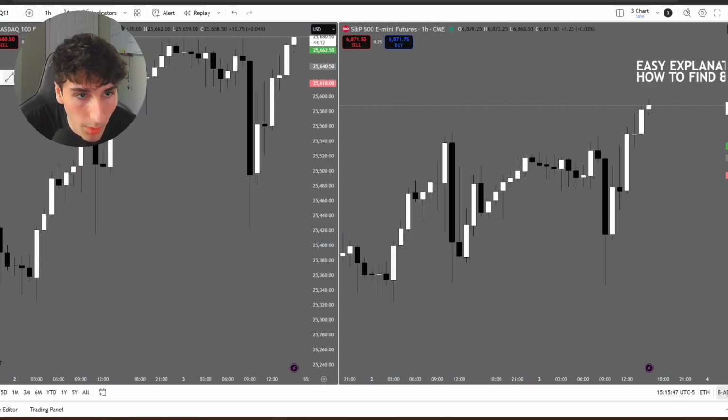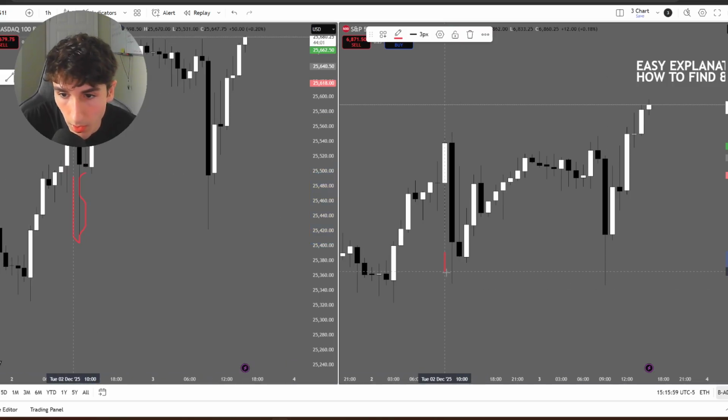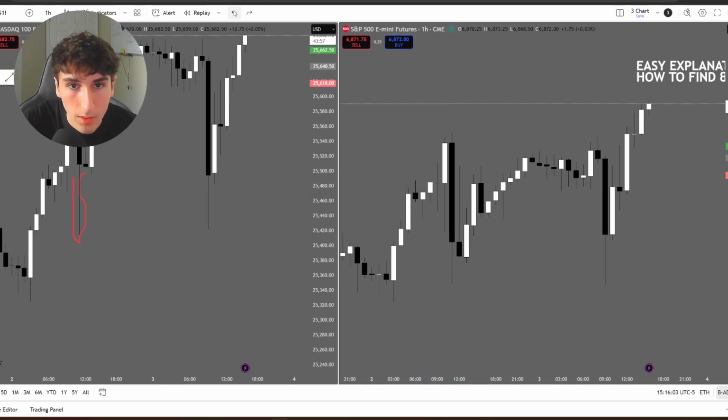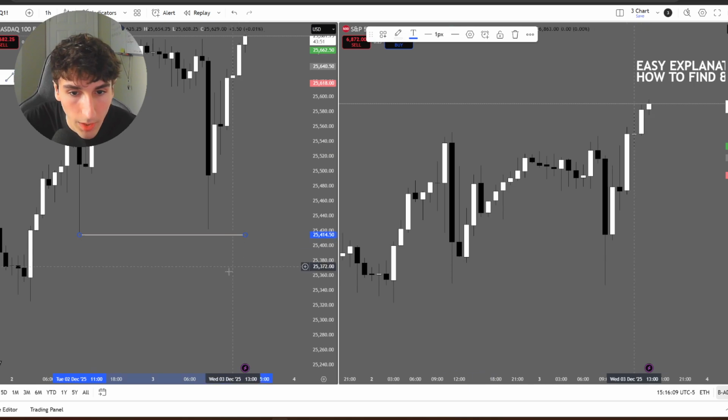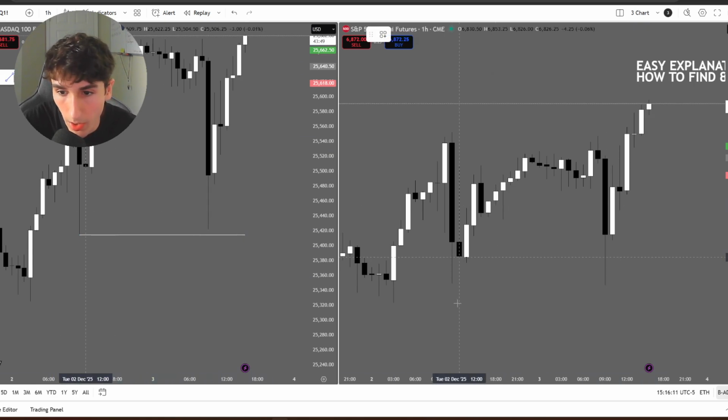So for example, we ended up getting this level right here. So as you guys can see on ES, we took out this level. It's right here. I know the drawings are ugly, but chill out. It's the same candle, same level. Let's remove that. Let's actually draw lines on it. So right here, we turn on our magnet. Bang. As we can see, NQ fails to take out that level.